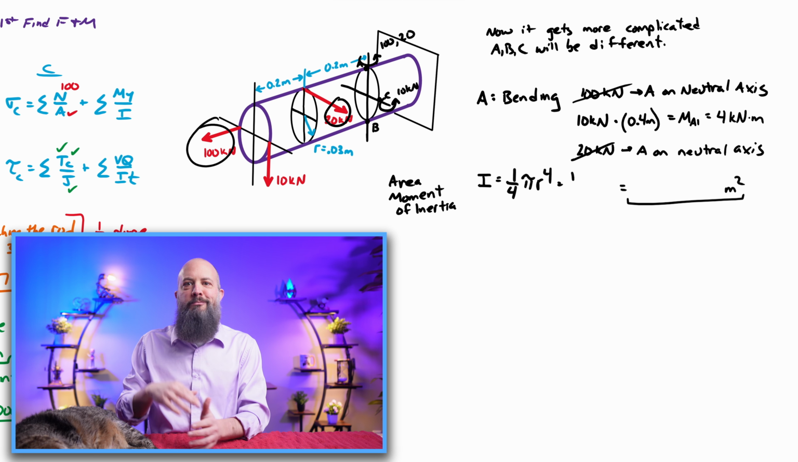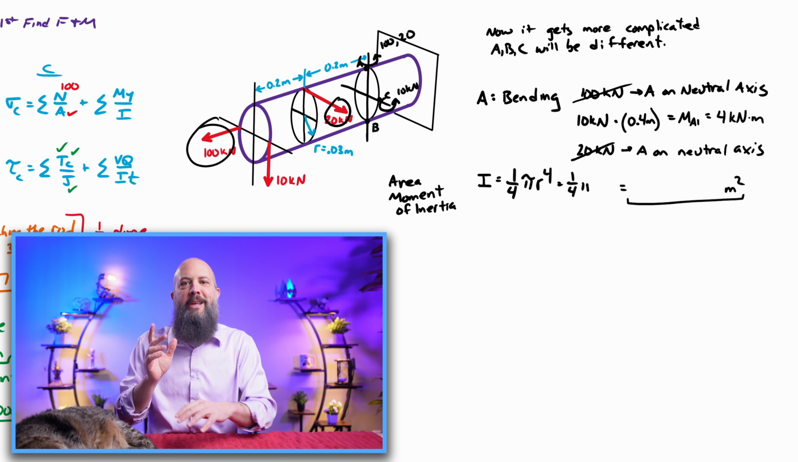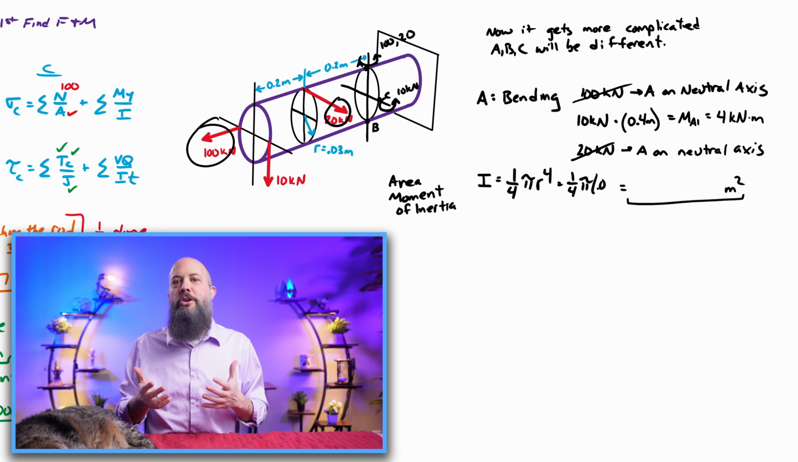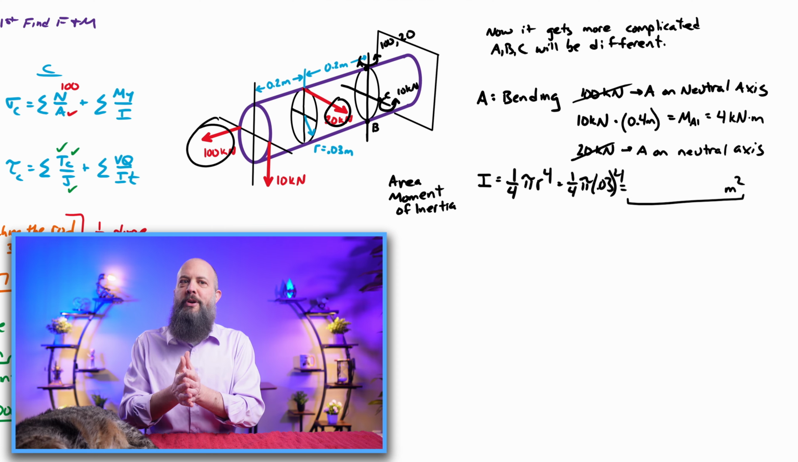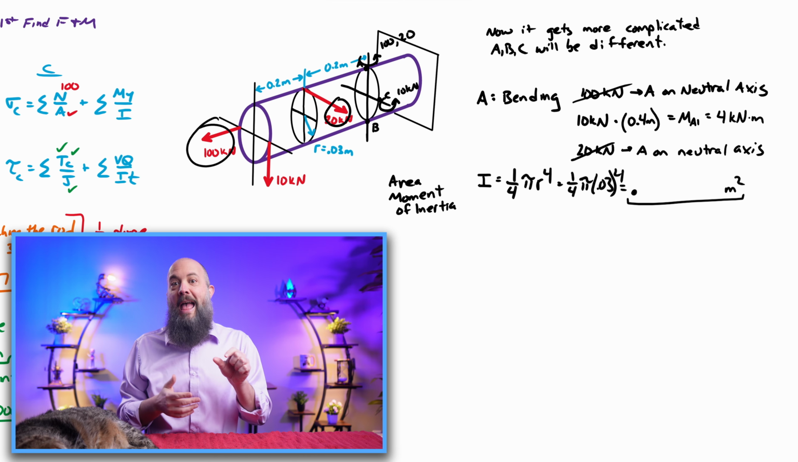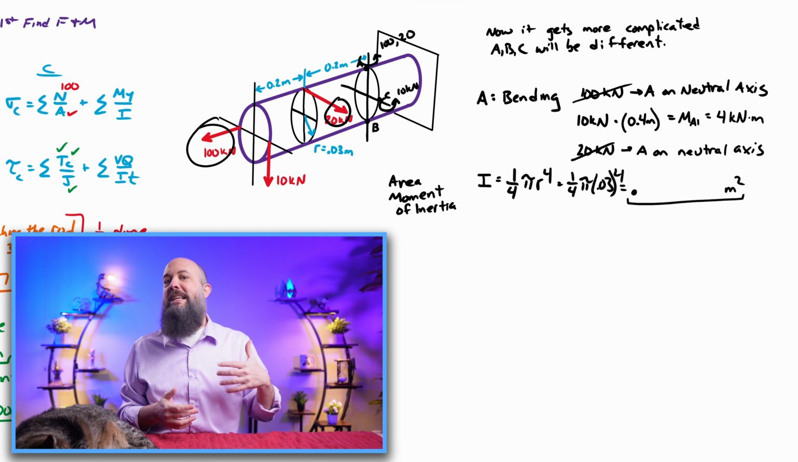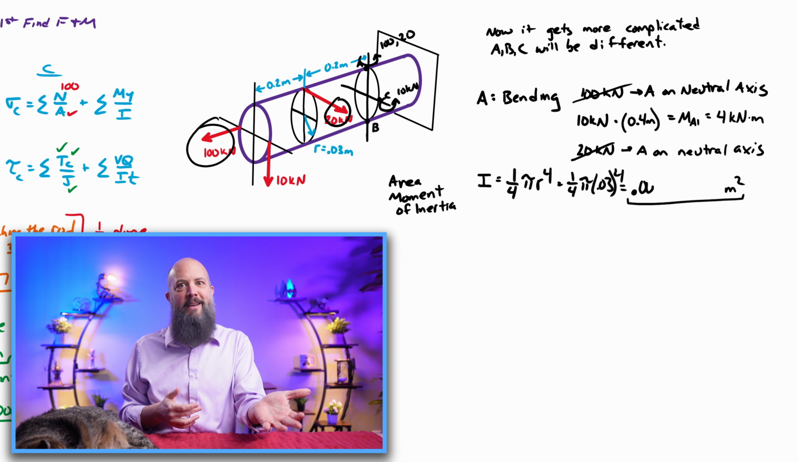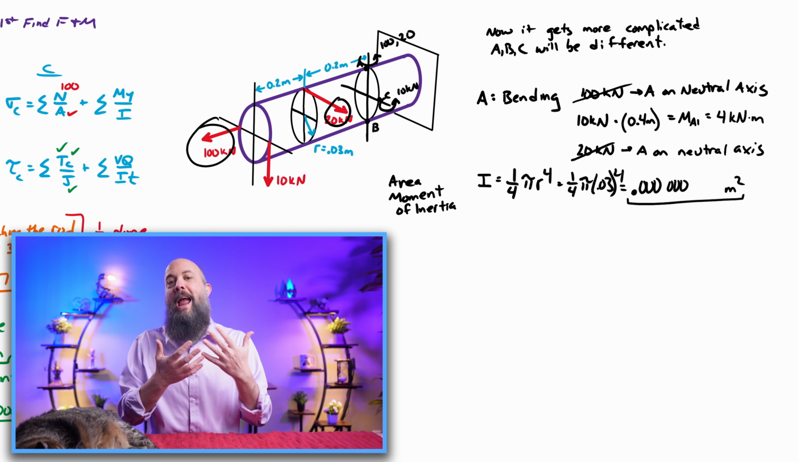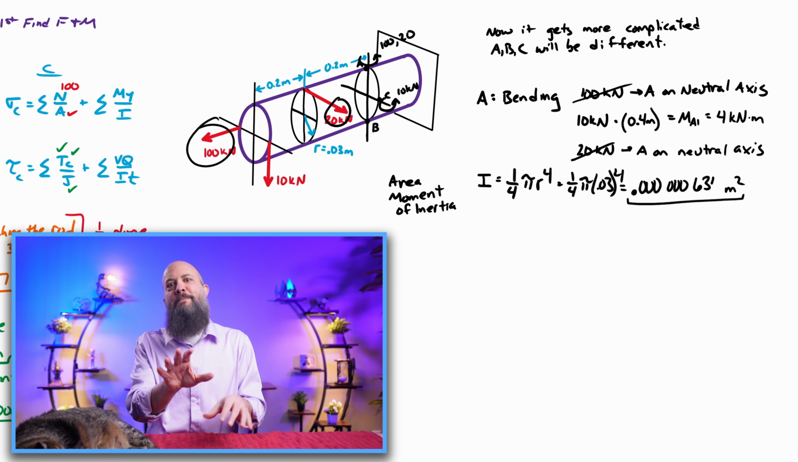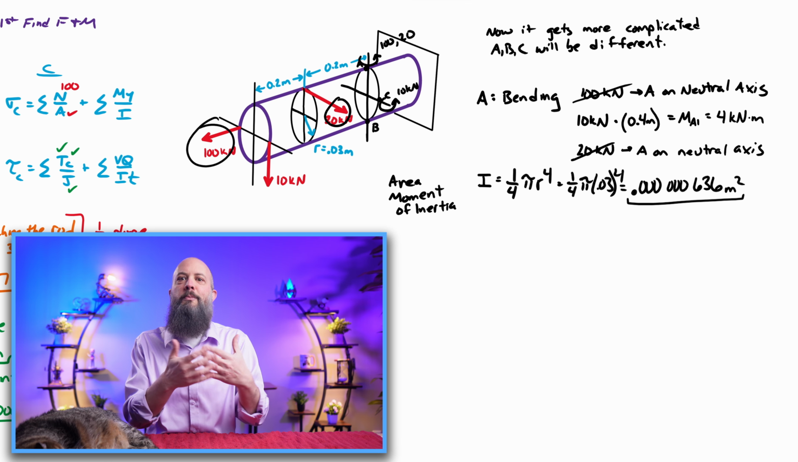Plug in the numbers, 0.00063, and that is meters to the fourth. Again, this is not to be confused with the mass moment of inertia. Think of the mr squared that you might see in a dynamics class, which would have units of mass, like kilogram meters squared. Area moment of inertia is an area times a distance squared, and so meters to the fourth.